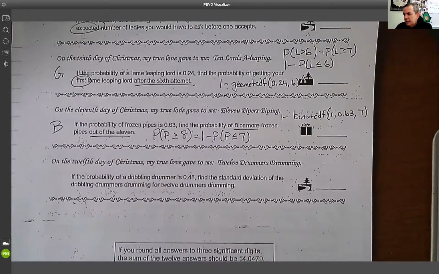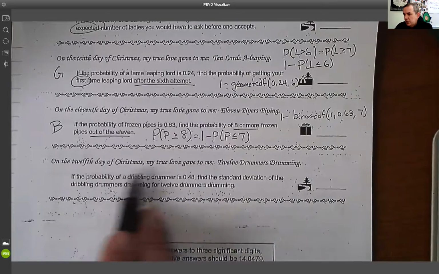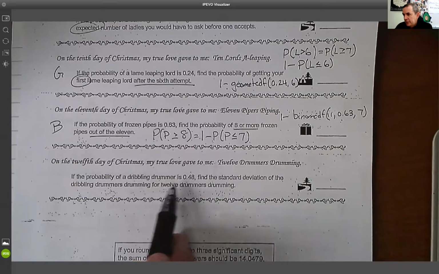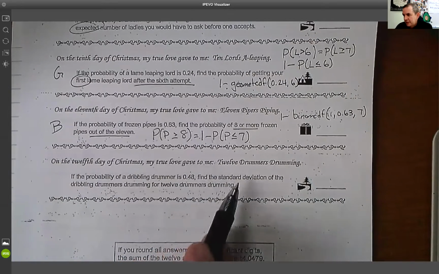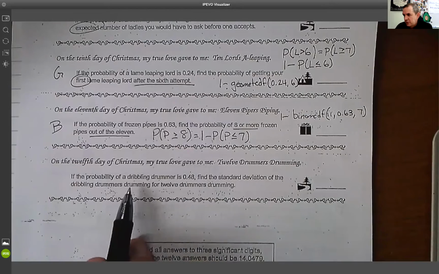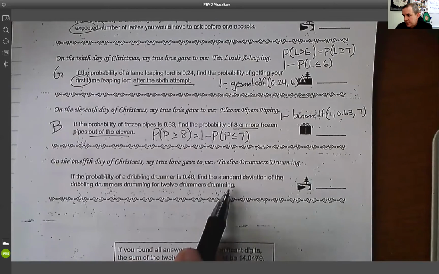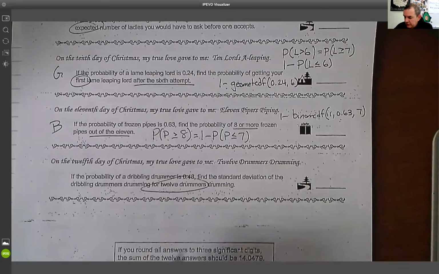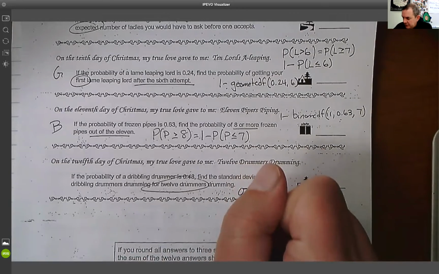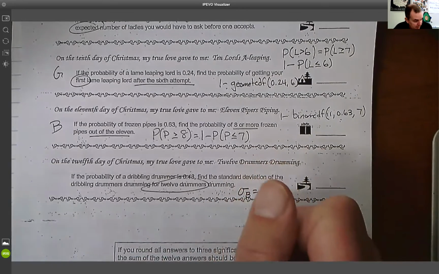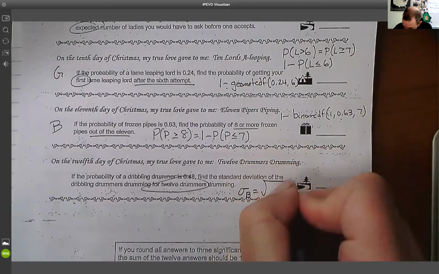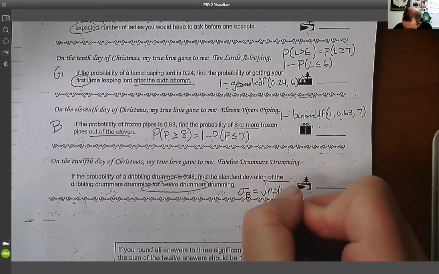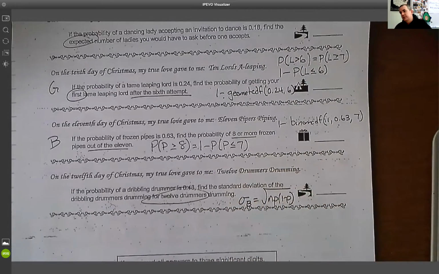And last but not least, on the 12th day of Christmas, the probability of a dribbling drummer is 0.48. Find the standard deviation of the dribbling drummer drumming for 12 drummers drumming. So what this is saying is, again, a fixed number of trials. This is going to be the binomial, but again, all of this stuff is on the formula sheet.